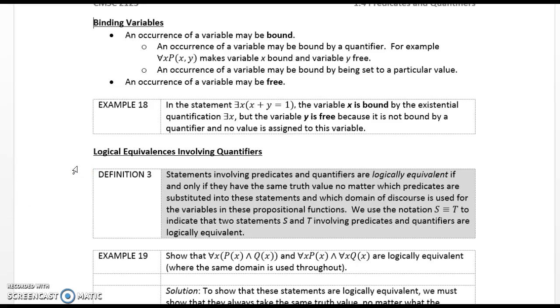Last time we concluded with our discussion of binding variables. We will now begin our discussion with logical equivalences involving quantifiers.